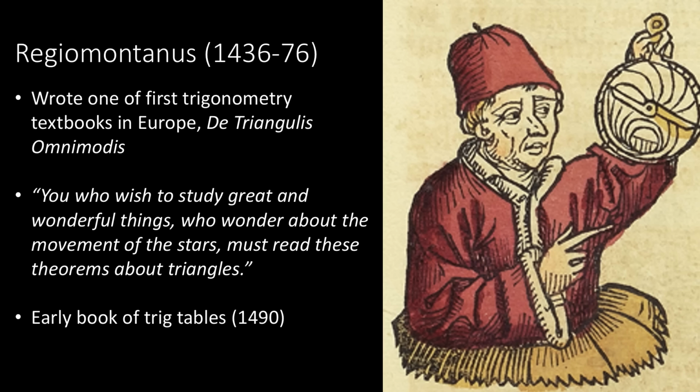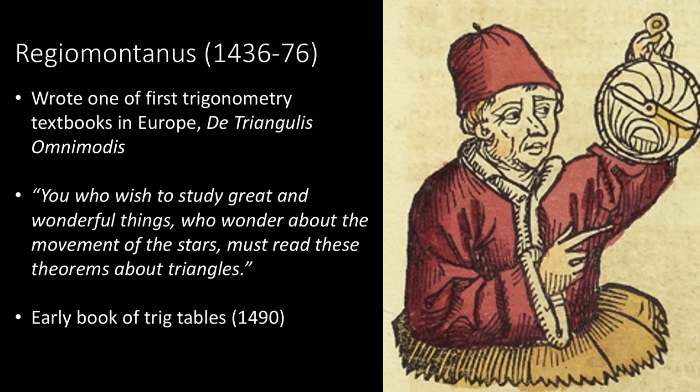I just want to mention a couple of people in this story. Regiomontanus is one. There's a picture of him looking at an astrolabe. He's looking very cleverly at an astrolabe. He wrote one of the first trigonometry textbooks in Europe, De Triangulis Omnimodis, meaning every kind of triangle, triangles for dummies. And he says, not quite, triangles are very clever and wonderful people.